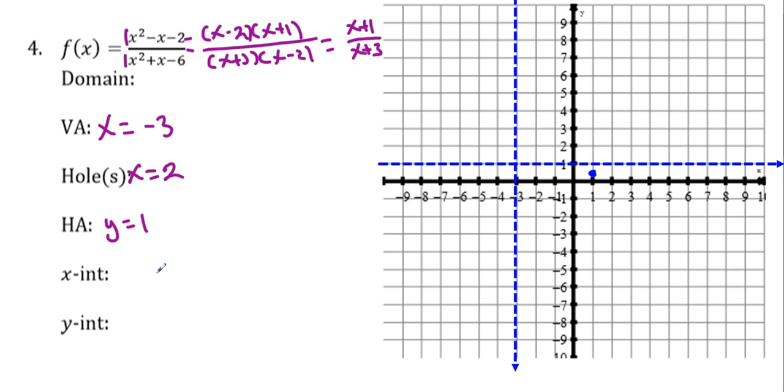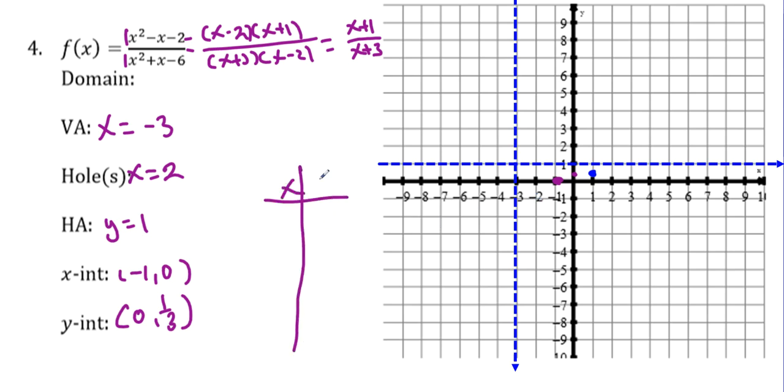X-intercepts, we got one. I can simply put that equal to 0, and I'm going to get x equals -1, so I'm going to have -1 and a 0. So I'm going to go ahead and plot that. There's an x-intercept. And I have a y-intercept. When I put in 0, I'm going to get 1/3. So 0, 1/3. I'm going to go ahead and plot that right about there. So it looks like something's coming up like this. And if I do a t-chart, I'll do one real quick.